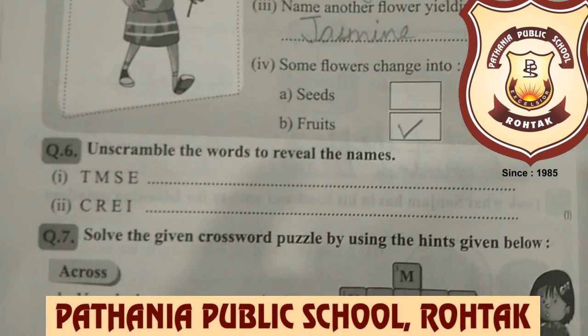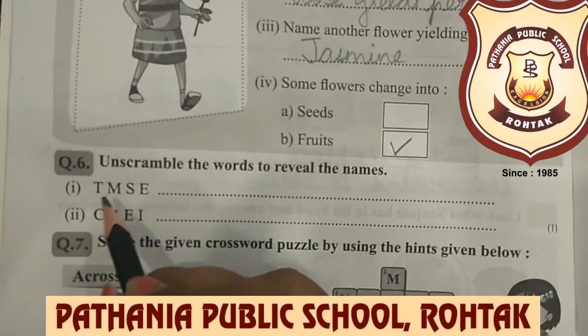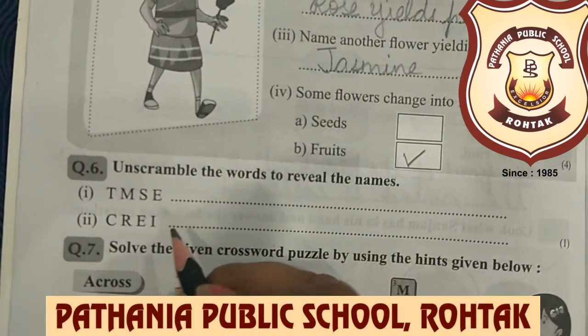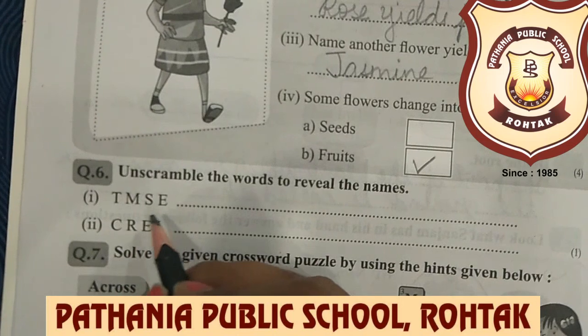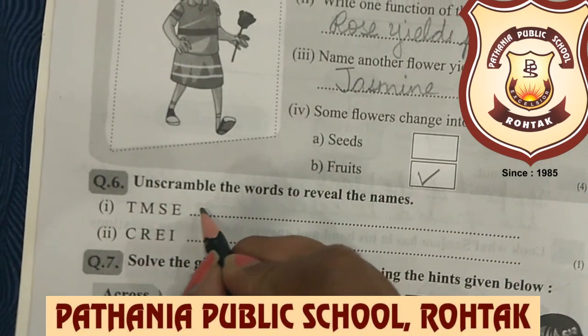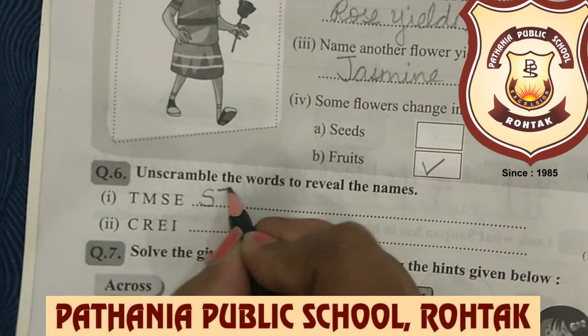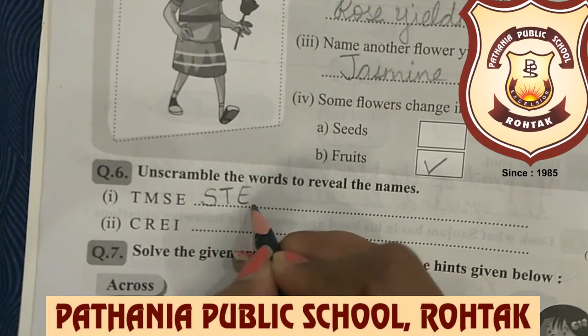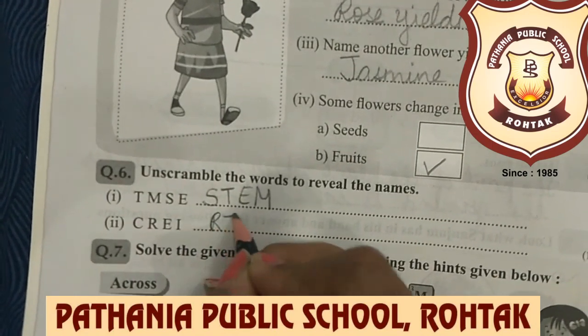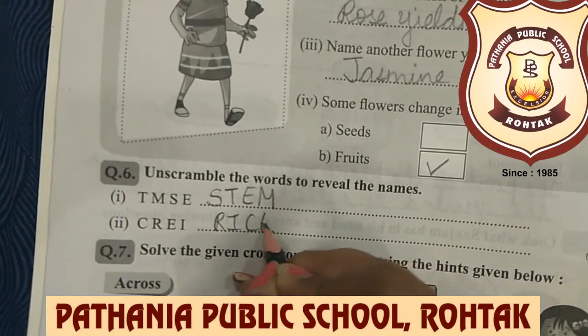Now come to question number 6. Unscramble the words to reveal the names. You need to unscramble these words to reveal what these words want to say. Now unscramble it and tell me. Yes, it is stem. And now next one. Yes, it is rice.